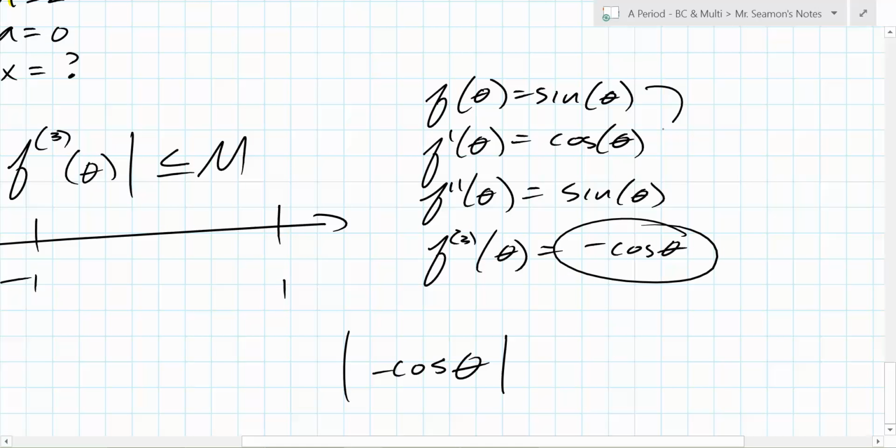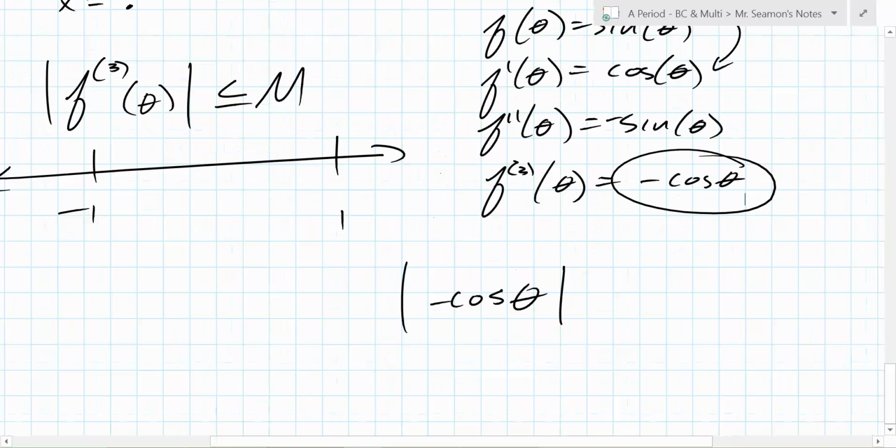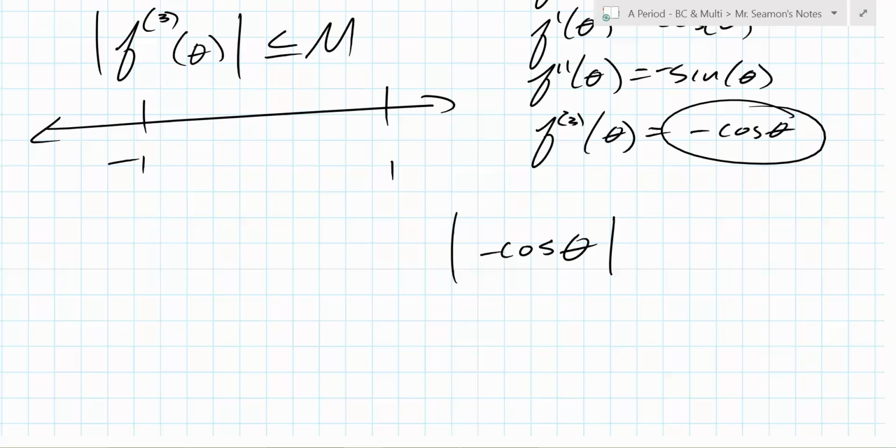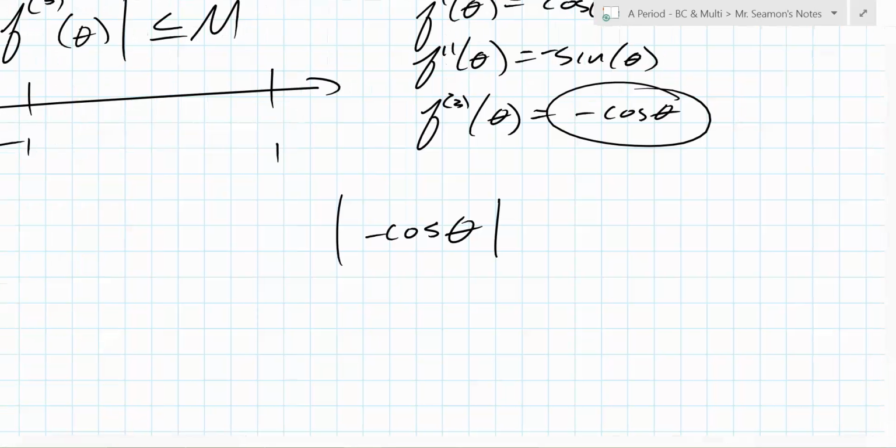The derivative of sine is cosine. The derivative of cosine is negative sine. Sorry, so the derivative of negative sine is negative cosine, because the negative is out front. The derivative of sine is cosine, right? So we got to the right place. I forgot the negative. So what is the absolute value of cosine? A negative cosine is going to be just cosine.